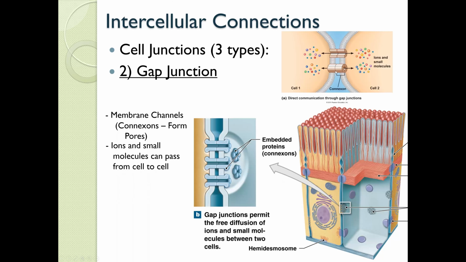So intercellular connection-wise, a gap junction can allow cells to directly communicate to each other. And we're going to see how this is important, for example, in cardiac muscle tissue and the way that the heart works when you get into Biology 2252.